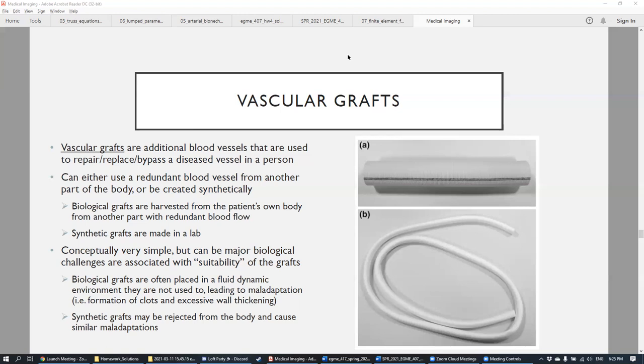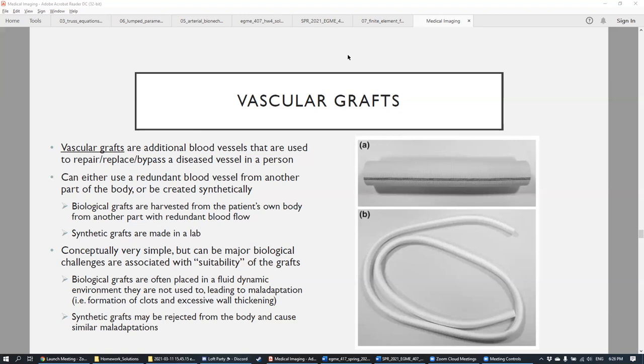There's a lot of research right now going into what are some good materials to make synthetic grafts out of. Conceptually, it's very simple. It's basically just a flexible tube, no different than a rubber tube that you can use for your hose. The major challenges for this aren't really structural. They aren't really fluid mechanics, because it's not hard to build a flexible tube that can carry blood.